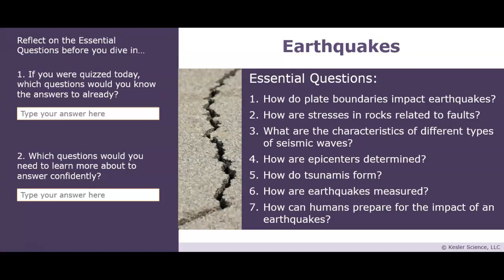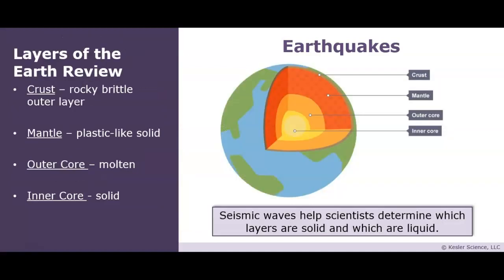Today we're going to move on to questions 3 and 4. So make sure that you take out your notes page and follow along as we talk about how to answer the questions: what are characteristics of different types of seismic waves and how are epicenters determined?